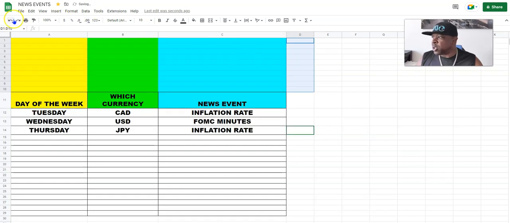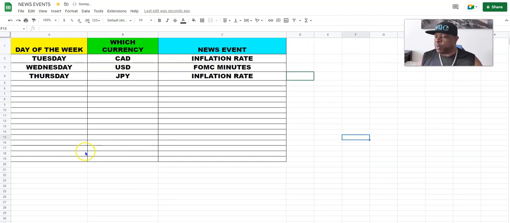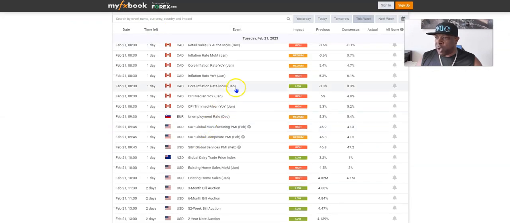Undo. I've just messed it up. There we go. Okay, so this is my methodology where I just write in, okay, on Tuesday, let's go and look at Tuesday where I wrote that.